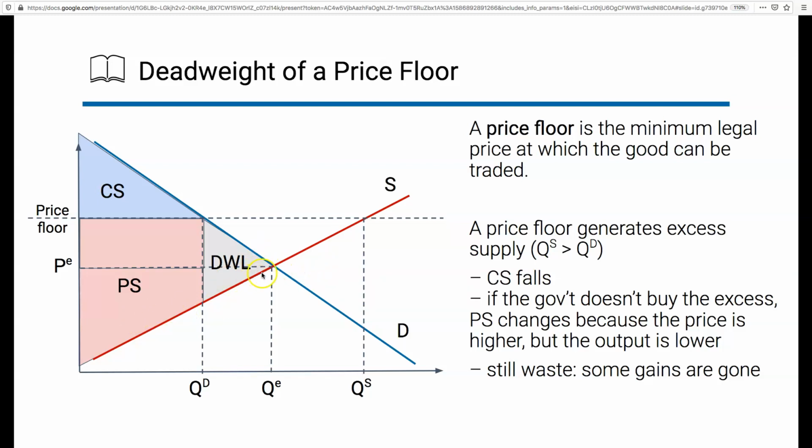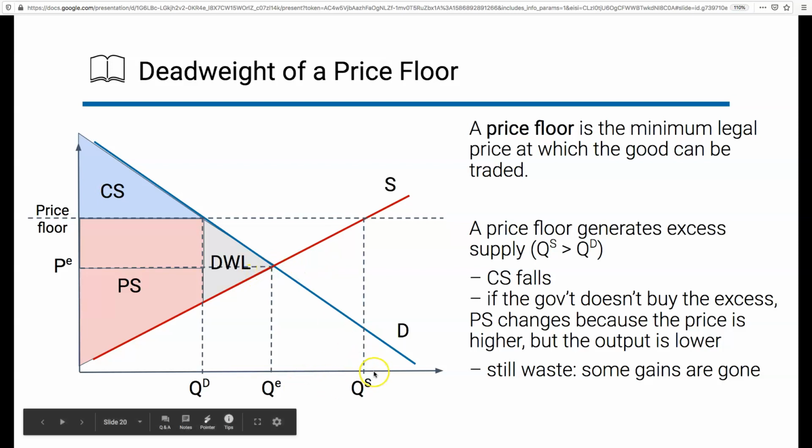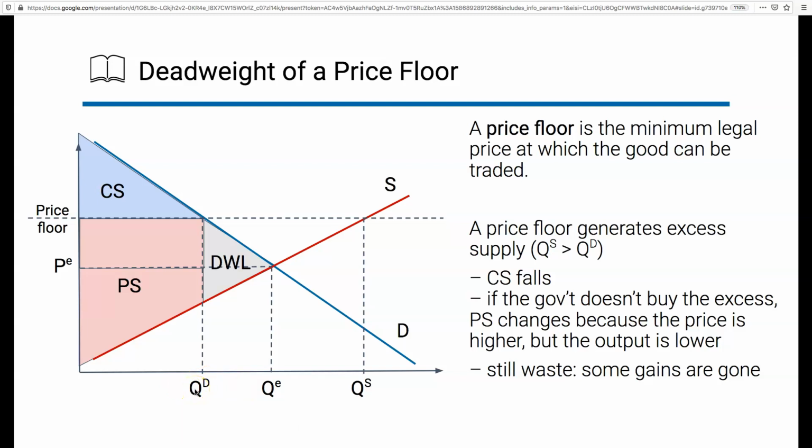So with the price floor, either too much is being produced, the quantity supplied at the price floor price, and so deadweight loss stems from overproduction, or too little is being produced, and then deadweight loss stems from underproduction.